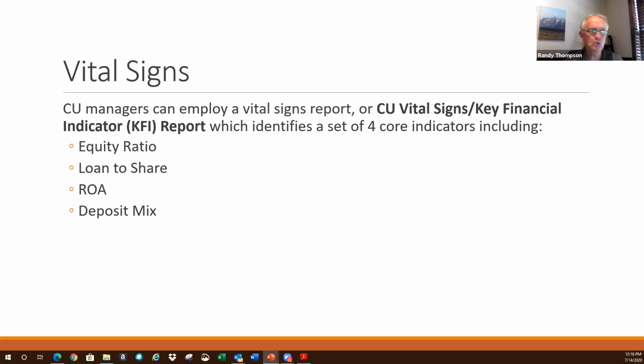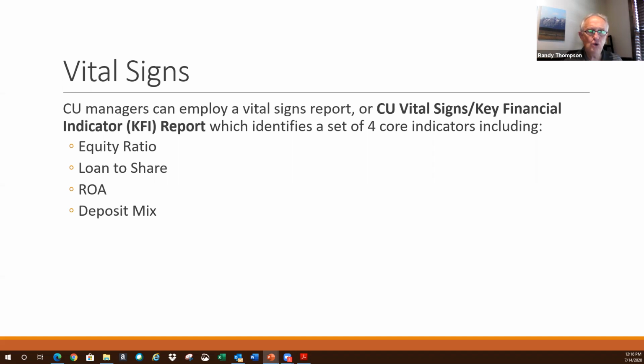Those 4 key variables are equity ratio, loan to share, ROA, deposit mix. We're going to go through those in detail in just a moment. Those 4, again, remember Occam's razor, the simplest answer is usually the best. Just like blood pressure, temperature, and pulse, those 4 give an immediate picture of what's going on in the credit union, just like the others give what's going on in the body, and give us an idea of how healthy the credit union is.